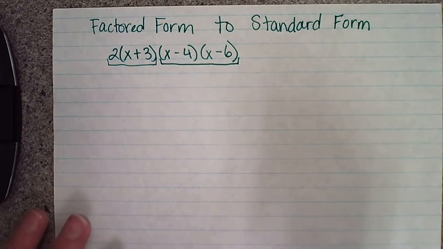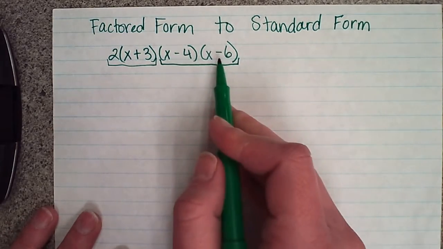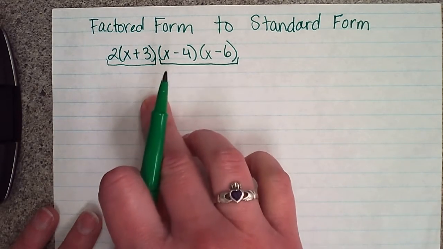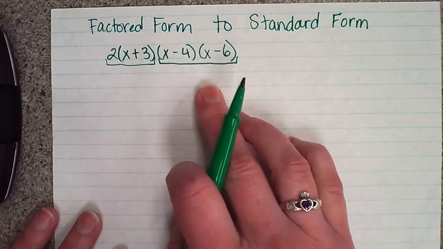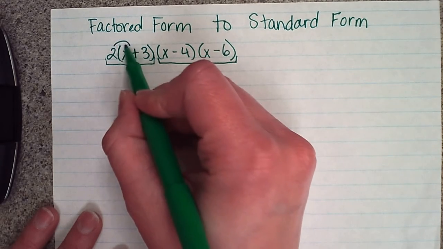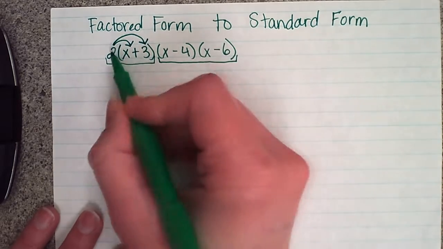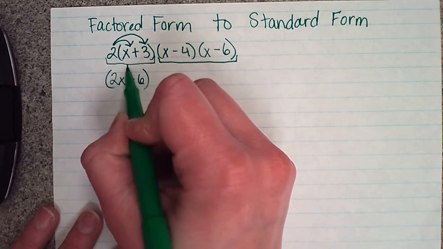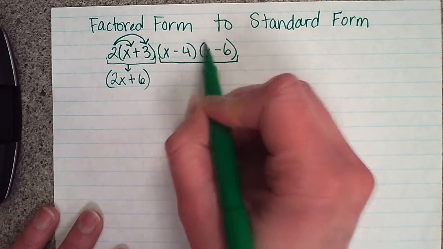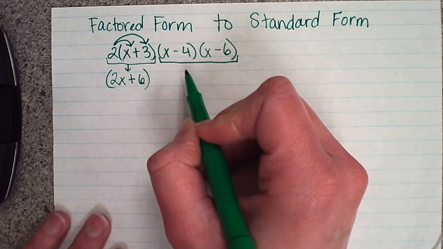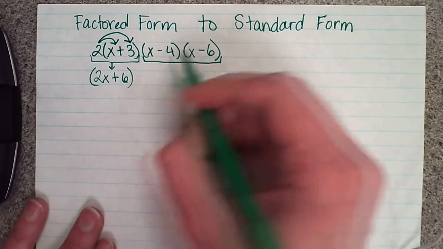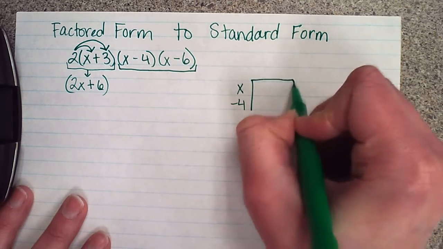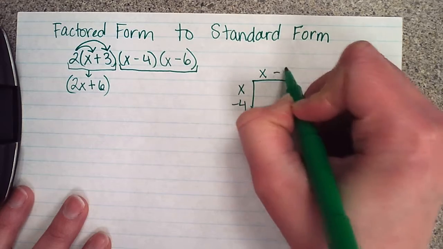I'm going to be using the box method to multiply these two factors together, and then the box method a second time to multiply my two, not solutions, but my two additional factors together. So the first thing I'm going to do is just the distributive property here, multiplying those. So that would give me 2x plus 6 as my new factor here. And then I'm going to multiply these together, and I am going to demonstrate the box method just as a refresher for you. So that would be x minus 4 and x minus 6.